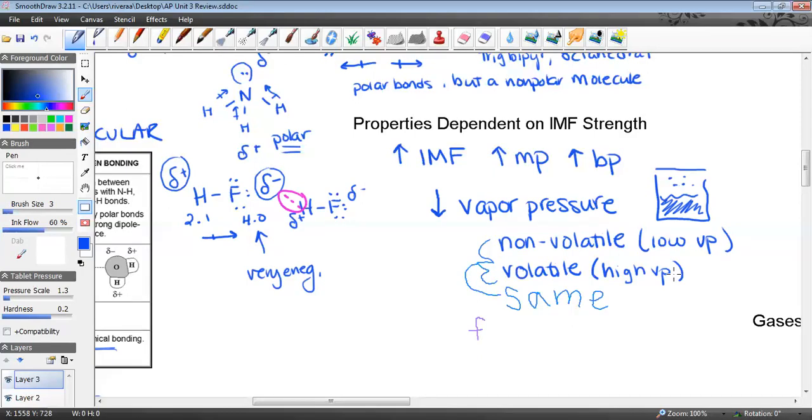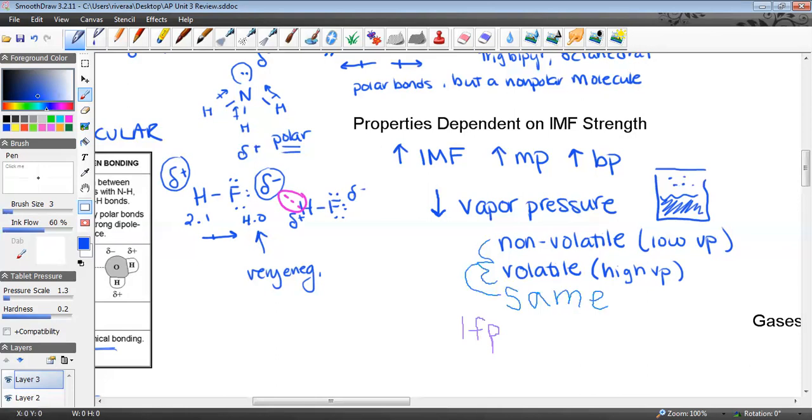Well, melting point and freezing point are the same, though. They're the same temperature. So is there a low freezing point? No, high. So think about it.